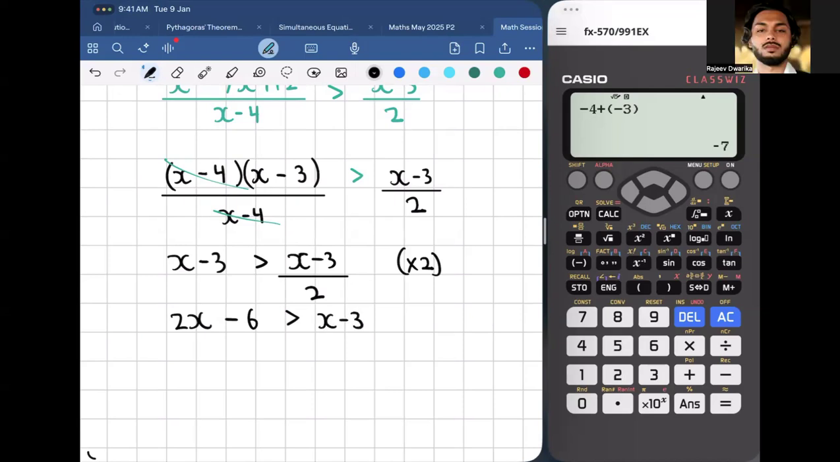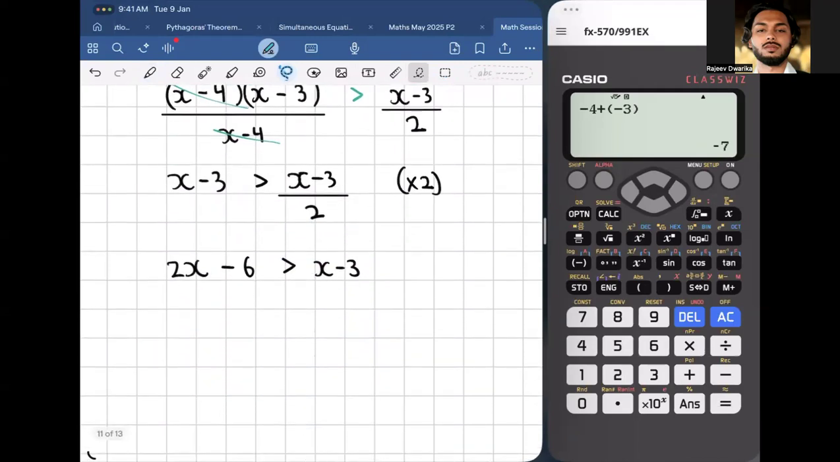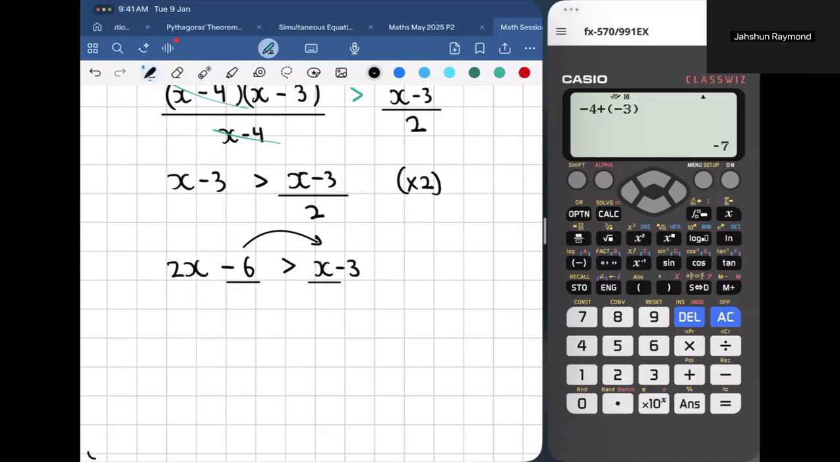Now hear this. We want x to be on the left-hand side. So x should be the only thing on the left-hand side. This minus 6 doesn't belong there, and this x does not belong here. Tell me if you're confused or you understand where this is going. I understand. So this minus 6, you'd move it across, and this x, what would you do with this x? Put it across on the left side too.